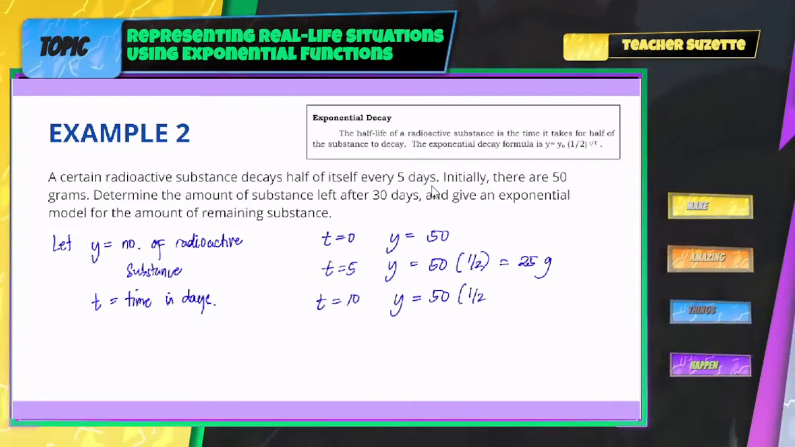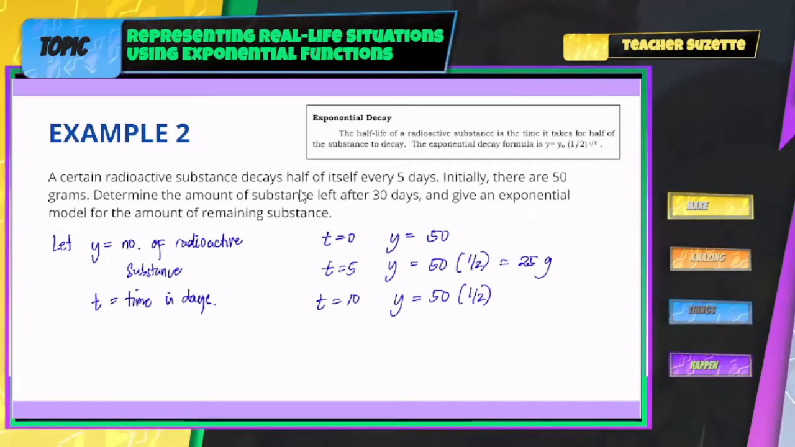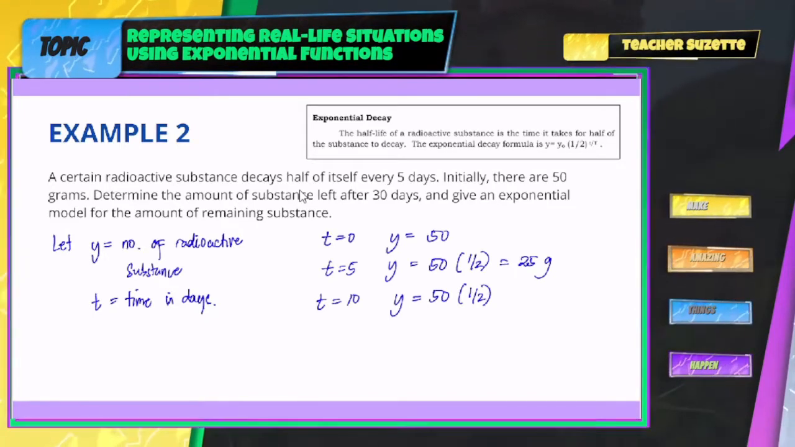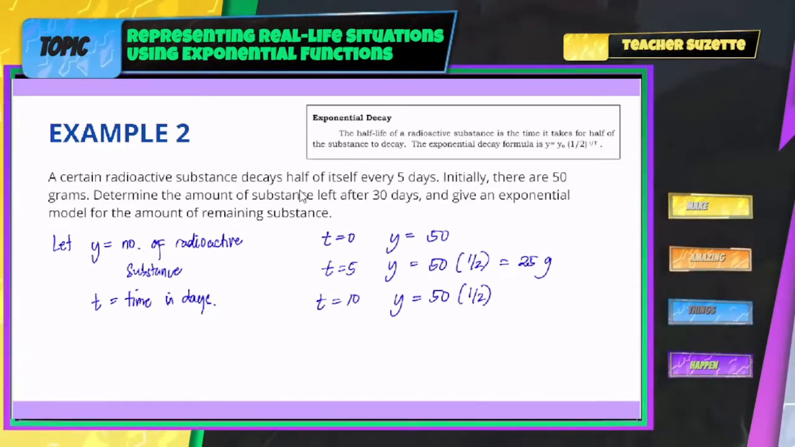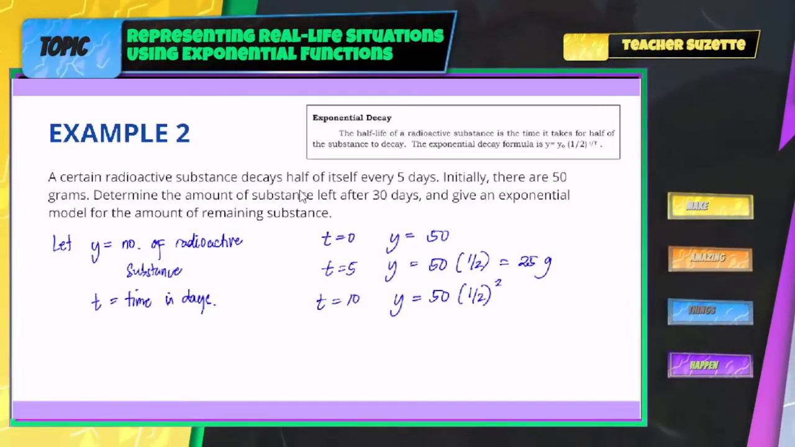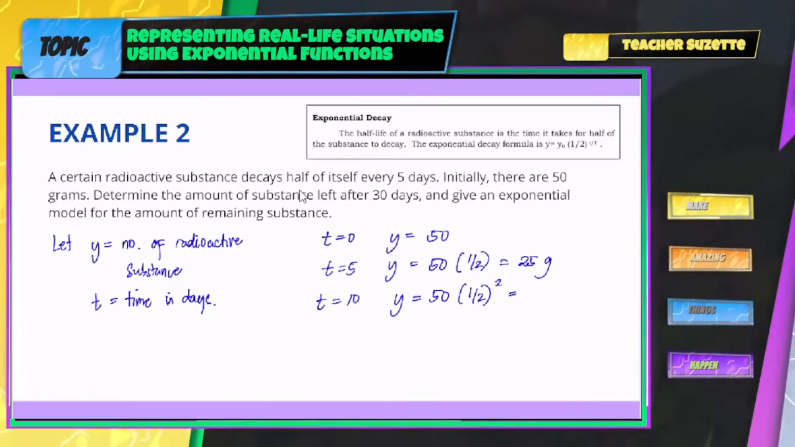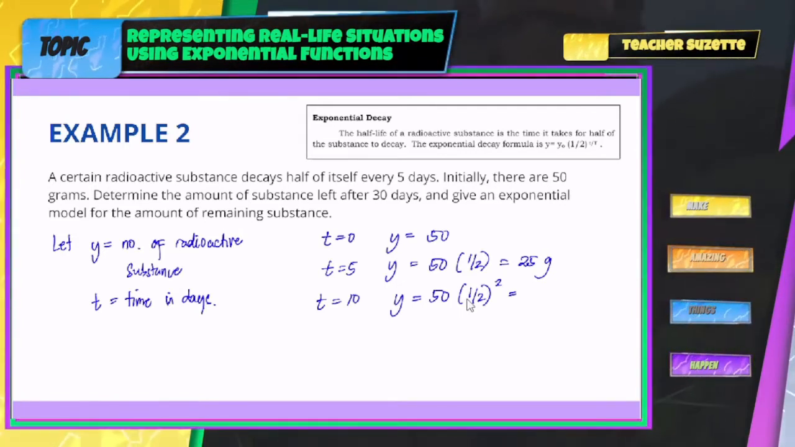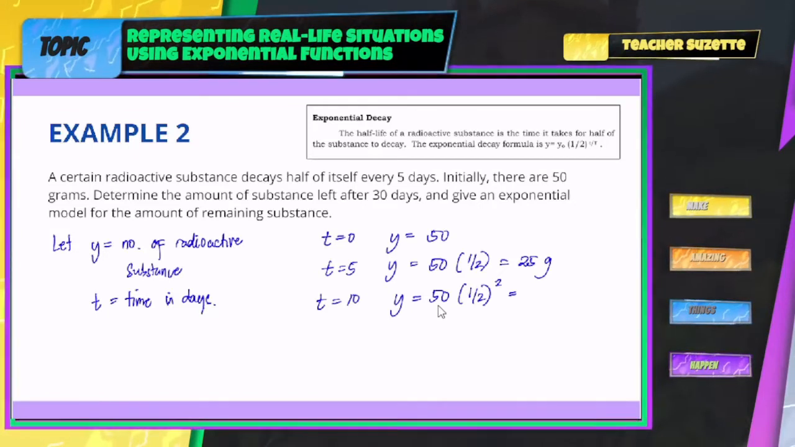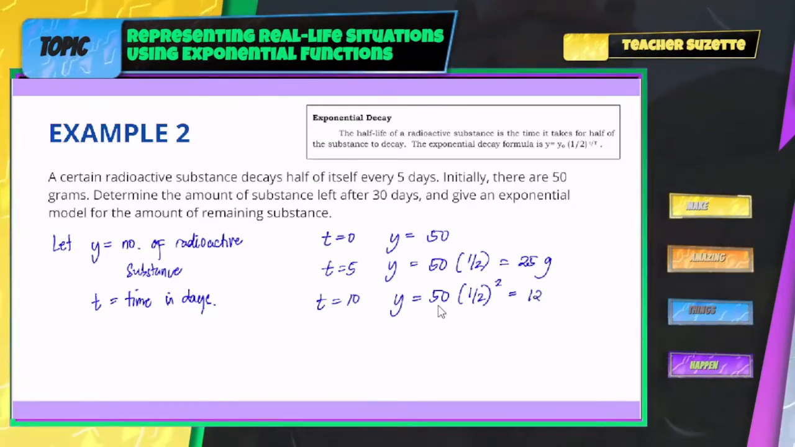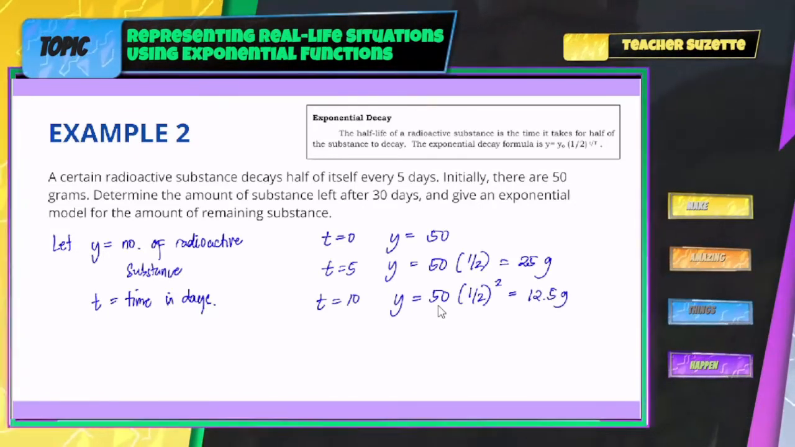Still, the problem says it will decay half of itself every 5 days. What happened is that the 1 half doubled, so we will raise it to 2. Let's simplify: 1 half raised to 2 is 1 over 4, times 50. You will have 12.5 grams.